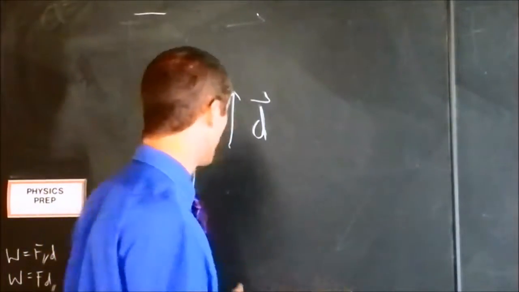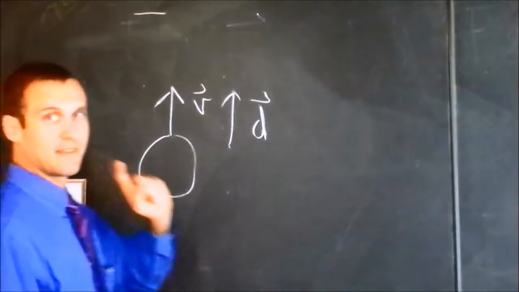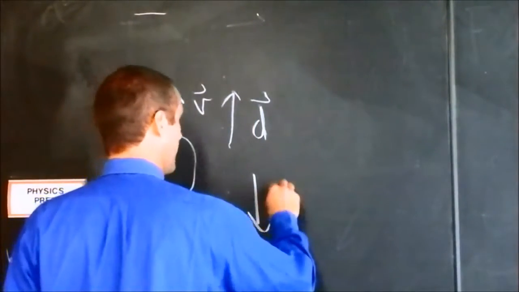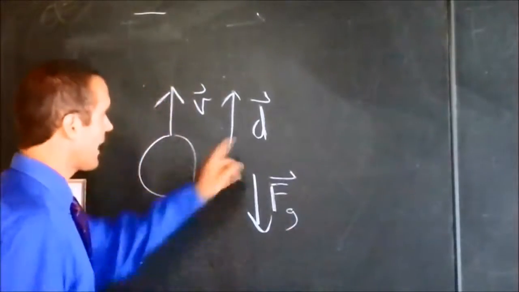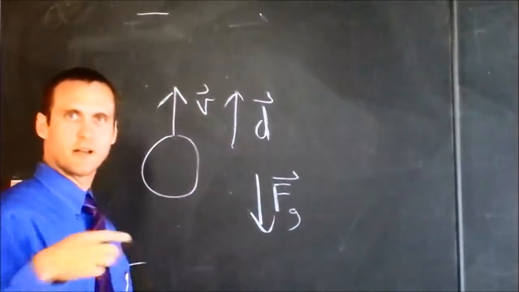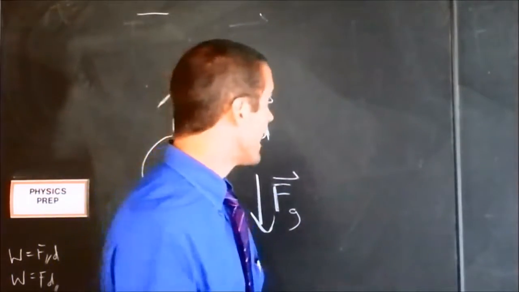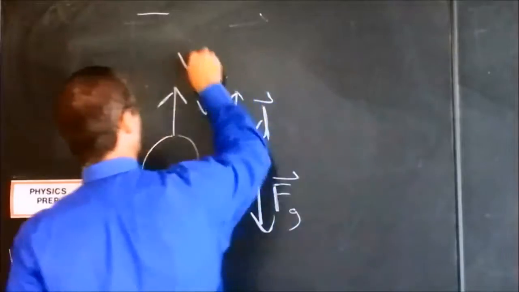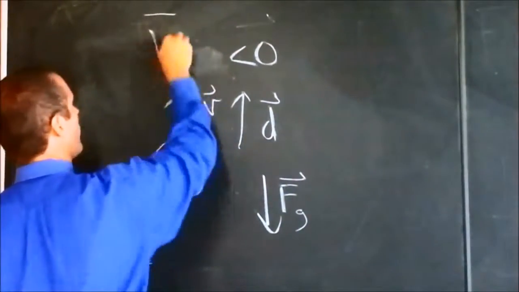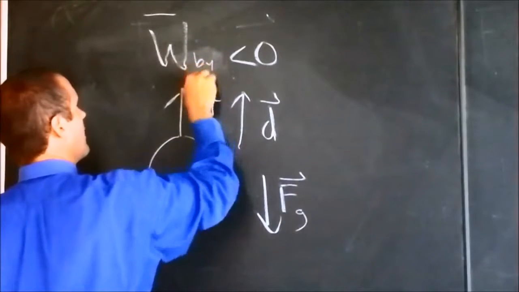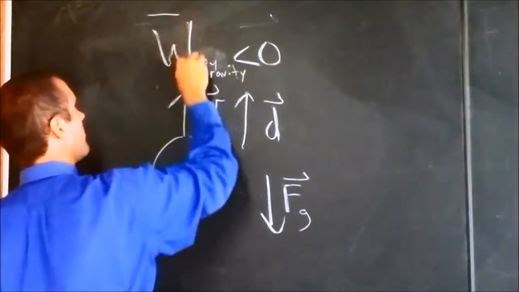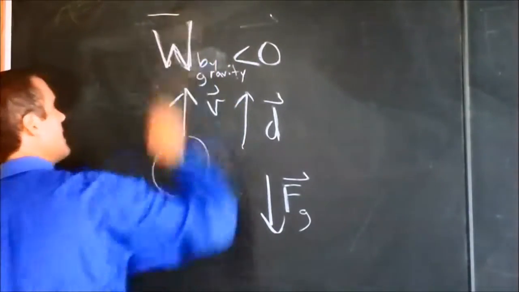Upwards? The net force on the bowling ball as it's going upwards in free fall is downward. So we want the force of gravity downward and the distance upward. So this equation that says work is force times distance times cosine of the angle between them is going to be negative. Work is less than 0. I have to be a little more careful than just saying work. I'm going to say work by gravity. As the bowling ball goes up, work done by gravity is negative.